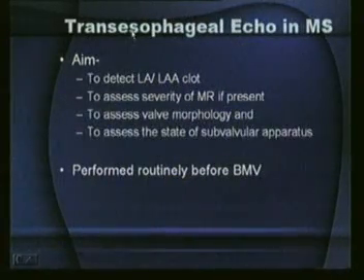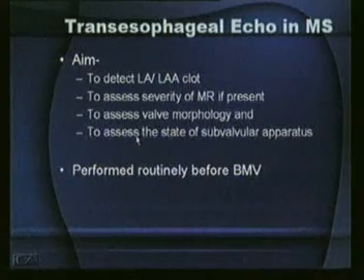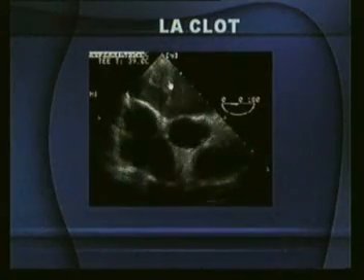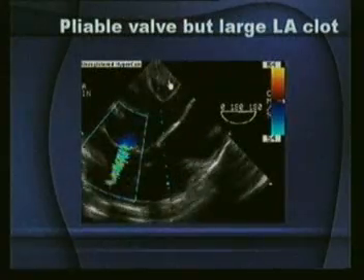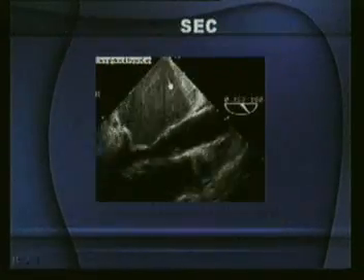So with transesophageal echo, the aims are to detect clots and the severity of MR. Sometimes the mitral regurgitation is a wall-hugging jet which goes just close to the left atrial wall. You may not find it on transthoracic echo, but if you open the valve, this patient is going straight to the theatre. It also helps to assess valve morphology better and to assess the state of the subvalvular apparatus. There's a large LA clot here. Obviously this negates balloon mitral valvotomy. This is again a pliable valve but a large LA clot.